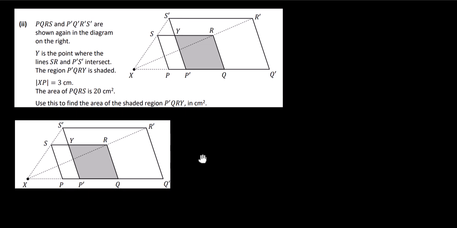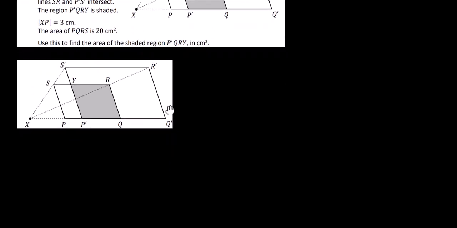We have to use this to find the area of the shaded region P dash Q R Y, so this shaded region here. So I've copied this diagram down here again so that I can put in some measurements that were given. We know, for example, that the distance from here to here, from X to Q, is 8 centimeters. We were given that earlier. We are told now that this distance here is 3 centimeters. That's from P to X. So if we subtract those, that'll give us 5 centimeters from Q to P.